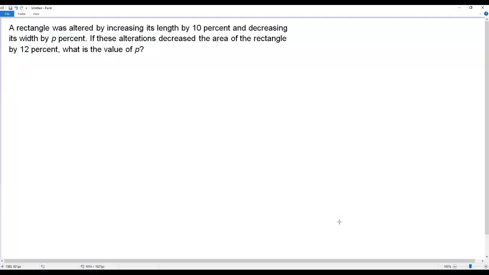Here we have a SAT math question. Okay, let's go to the information. A rectangle was altered by increasing its length by 10% and decreasing its width by P%. If these alterations decrease the area of the rectangle by 12%, what is the value of P?